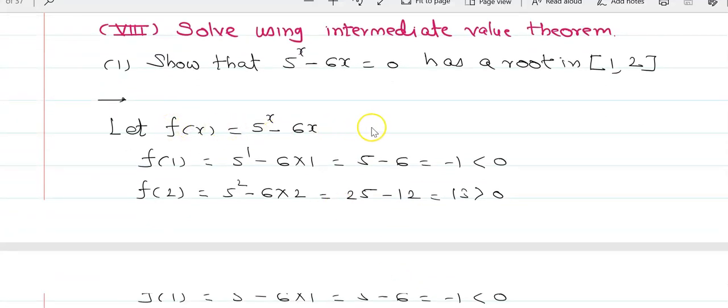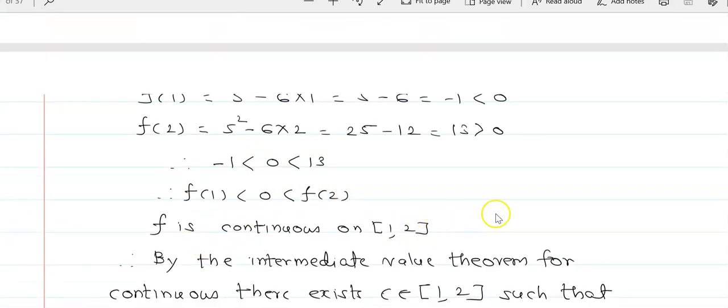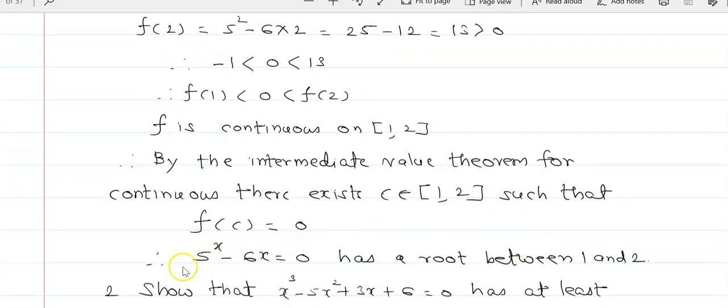Again, see this here. f of x is equal to 5 raised to x minus 6x. f of 1 is minus 1, less than 0. f of 2 is 13, greater than 0. Its value lies between minus 1 and 13. In between there is one more value, which is 0. f of 1 less than 0, less than f of 2. f is continuous on closed interval 1 to 2. By the intermediate value theorem for continuous functions, there exists a C belongs to closed interval 1 to 2 such that f of C is 0. Therefore, 5 raised to x minus 6x is equal to 0 has a root between 1 and 2.